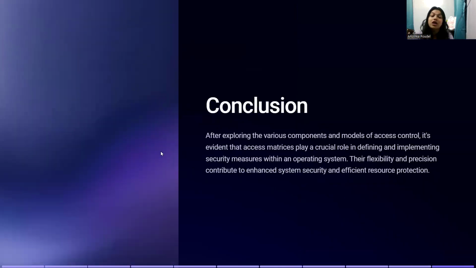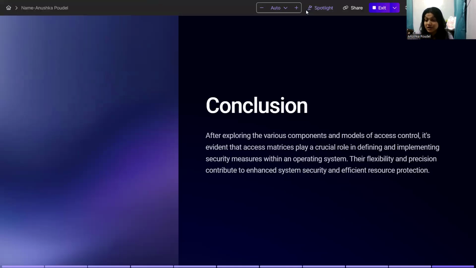Let's look into the conclusion. After exploring the various components and models of access control, it's evident that access matrices play a very crucial role in defining and implementing security measures within an operating system. Their flexibility and permissions contribute to enhanced system security and efficient resource protection. I hope the concept of access matrix is clear.